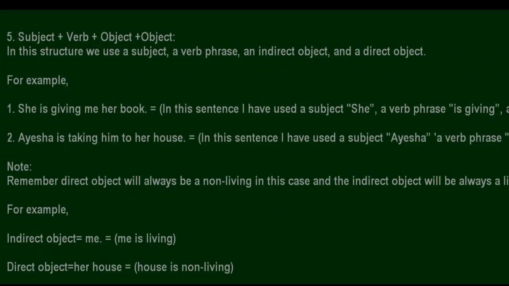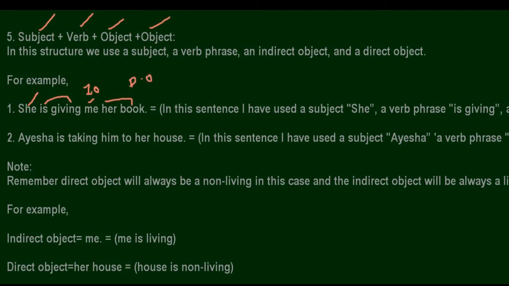Okay, the last one but not least, we have subject, verb, and object plus object. It will either be a direct object or an indirect object. In this structure, we use a subject, verb phrase, indirect object and direct object. For example, she is giving me her book. She is the subject, is giving is the verb phrase, me is an indirect object, and her book is a direct object.